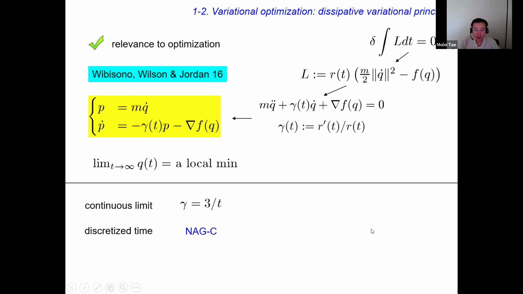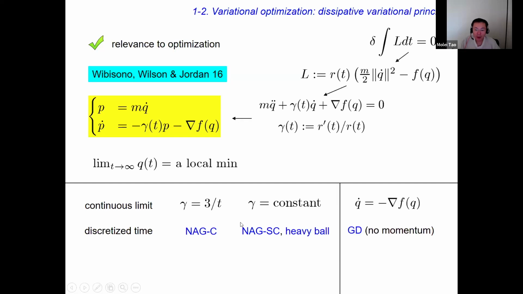So it's actually landmark work. Also, if you choose gamma to be a constant, then some discretization of this continuous dynamics gives you Nesterov accelerated gradient for strongly convex functions, and another discretization gives you Polyak heavy ball. All these should be contrasted with gradient descent, which is actually an Euler discretization of gradient flow dynamics, which has no momentum. And momentum makes a difference.